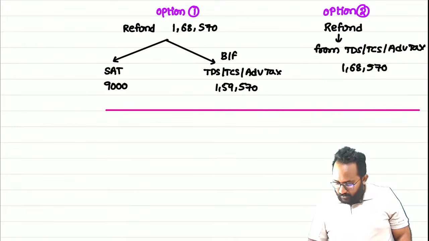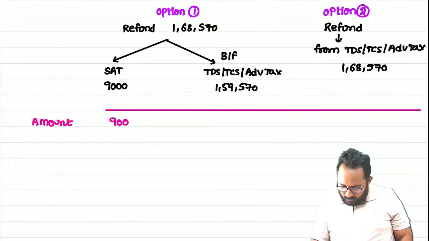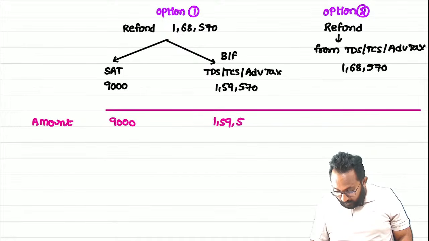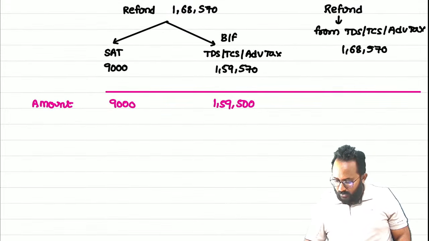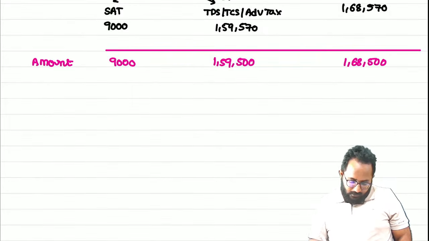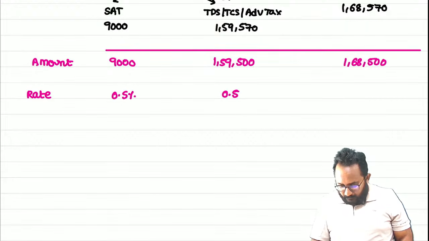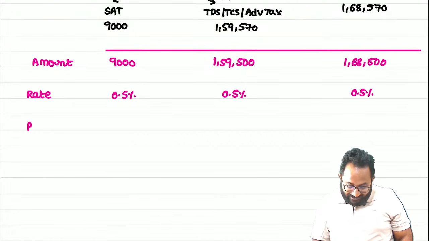Now tell me the amount. Here 9,000. Here 1,59,500 rounded off. Here 1,68,500. Rate of interest. Tell me rate of interest. 0.5%, 0.5%, 0.5%. Period. That is only important. Period.